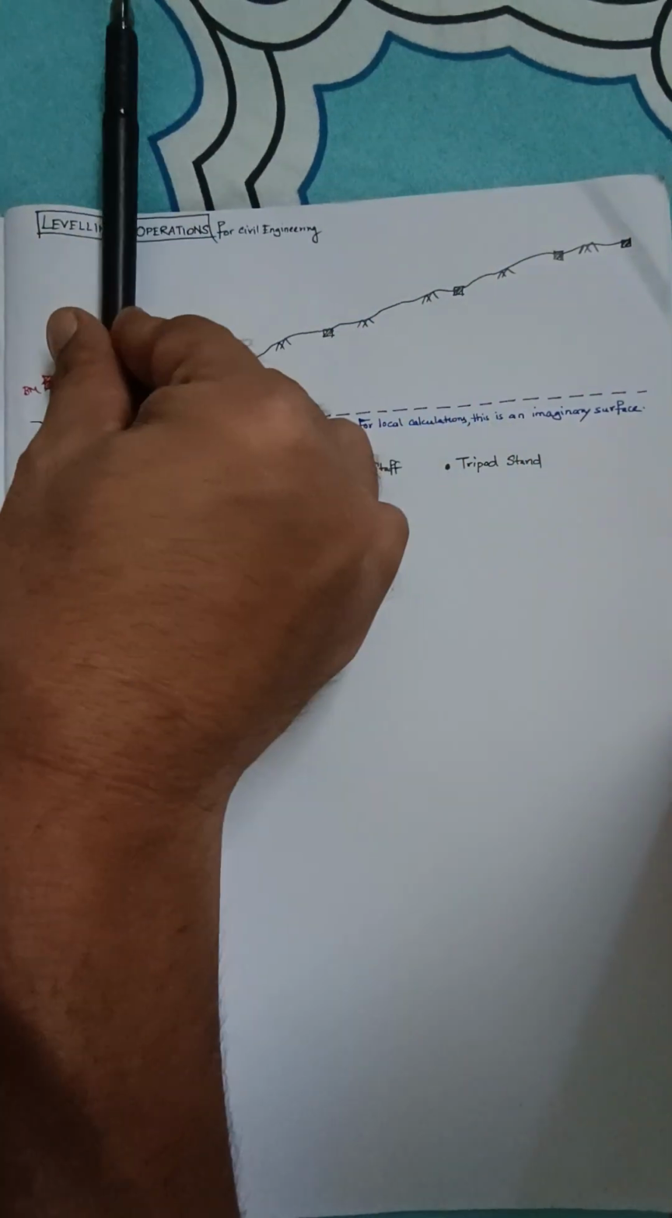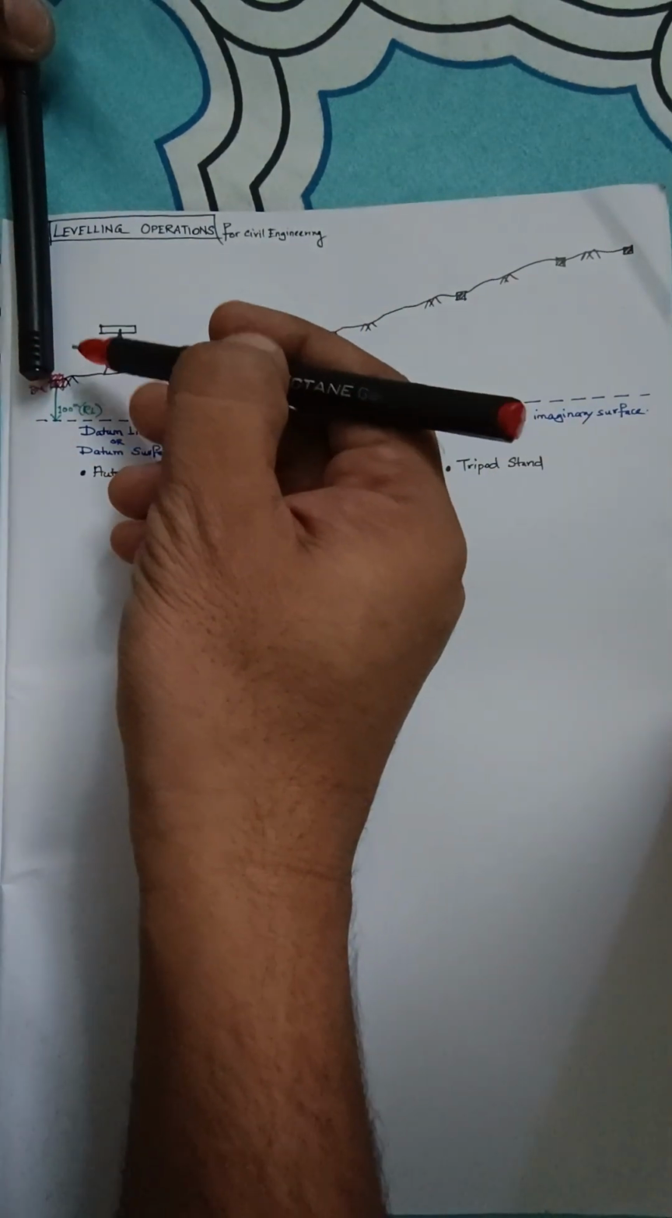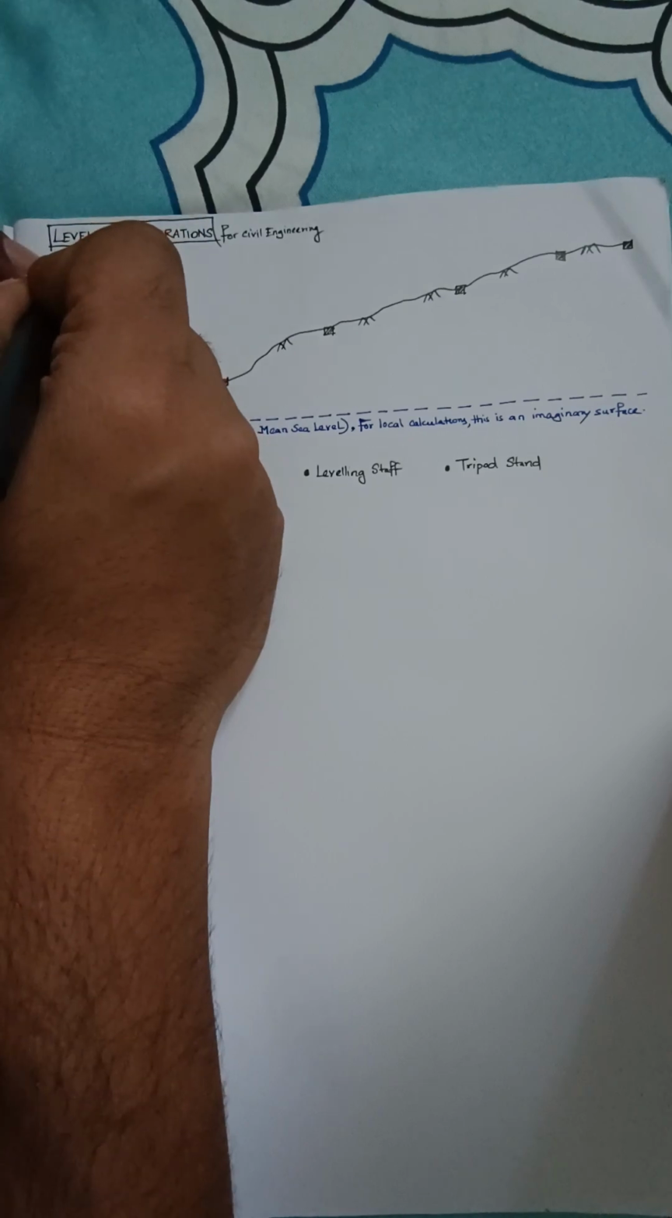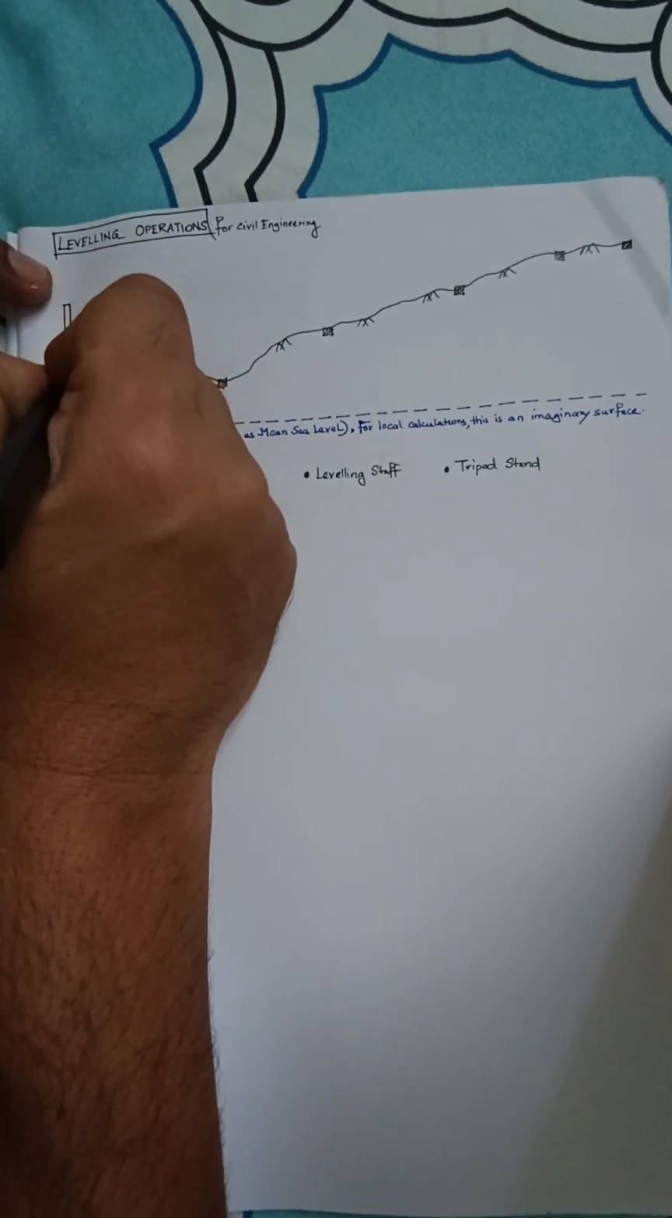And for any staff reading, we will take this. Suppose this is the staff. We will take this and just put it over here. And you can see that if I look through this, it will cut somewhere on the staff, right? And there will be a reading which will be obtained at this point. We will just see what it is. Let me just put the staff over here. Yup. So there you go.